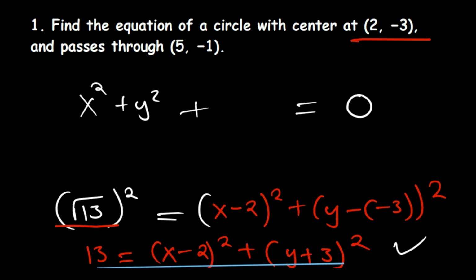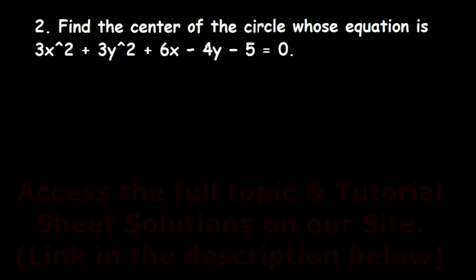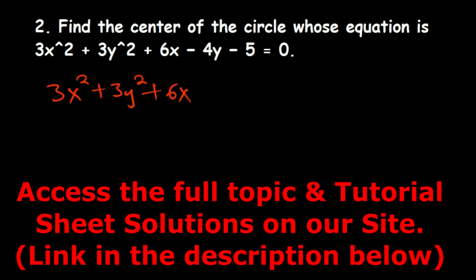Just hoping this was helpful. And the next question is a bit more interesting. Here you are requested to find the center of a circle. You've seen that the equation in this case has been given in an interesting form, which is 3x squared plus 3y squared plus 6x minus 4y minus 5 is equal to 0.